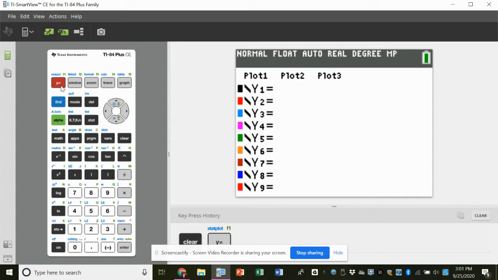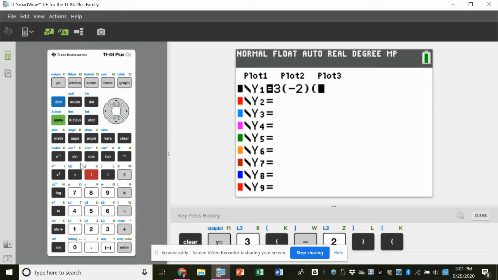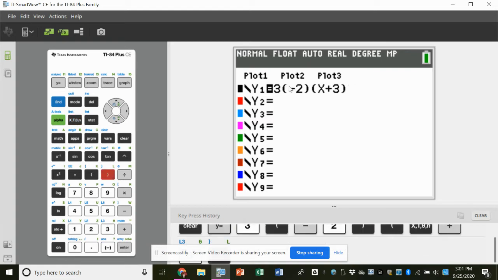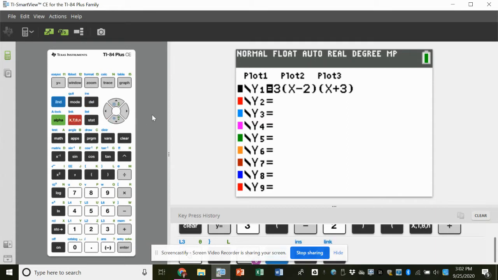So we start on the left with y equals and we can type in an equation such as 3x minus 2 times x plus 3. So we've got our quadratic in here. One of the things that we want to always keep in mind when we are putting equations into y equals is that they have to be in a y equals form where there is no y in the equals part. So this is all numbers and x's and we're good to go.